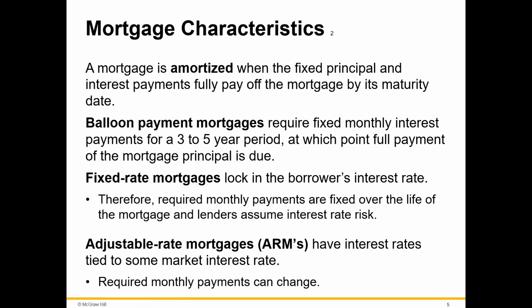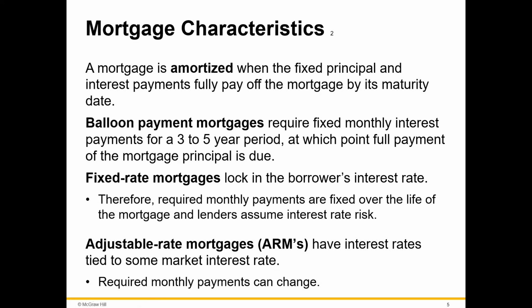At the end of the day, you're going to be making lower payments up front and then a large payment at the end. Fixed rate mortgages lock in the borrower's interest rate. Therefore, required monthly payments are fixed over the life of the mortgage. So when you have a fixed interest rate, which is the most common one for residential purchases, then you don't have to worry about it changing throughout the years you're going to be paying it off.